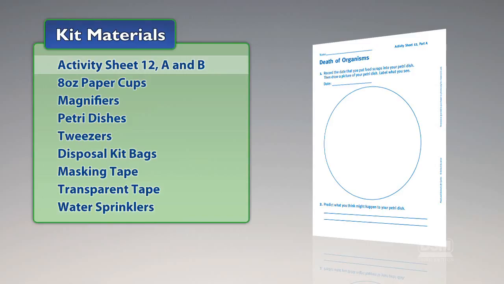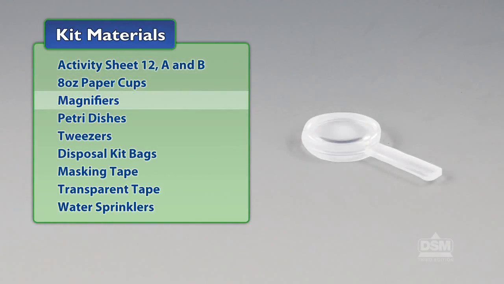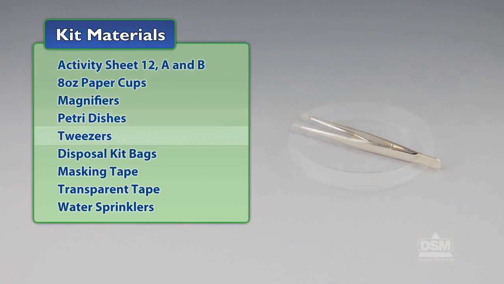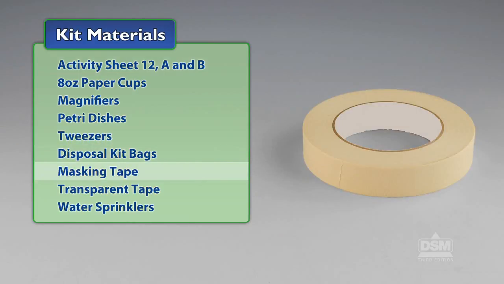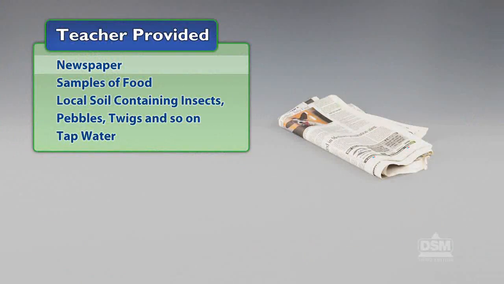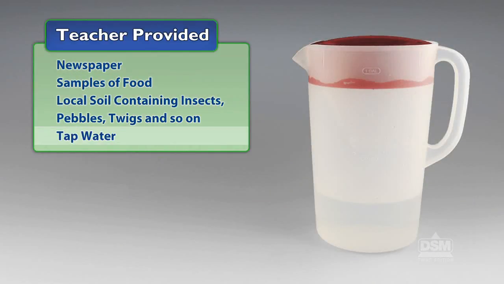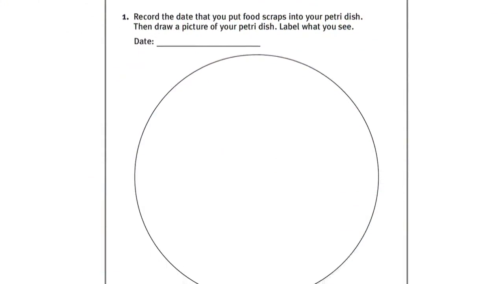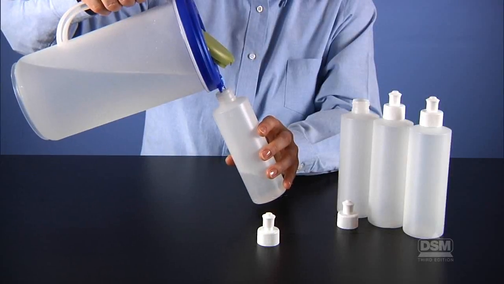Activity Sheet 12, Parts A and B, 8-ounce paper cups, magnifiers, petri dishes, tweezers, disposable kit bags, masking tape, transparent tape, and water sprinklers. You will also need to provide newspaper, samples of food, local soil, and tap water. To prepare for Session 1, make a copy of Activity Sheet 12, Part A for each student. Fill the water sprinklers with tap water.